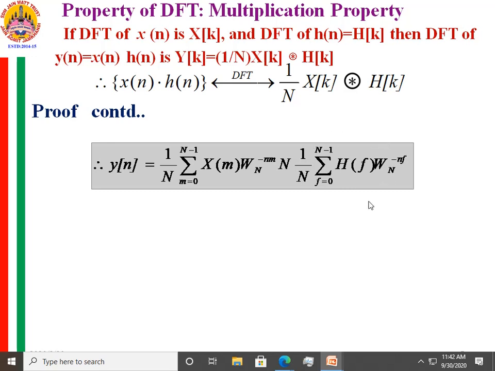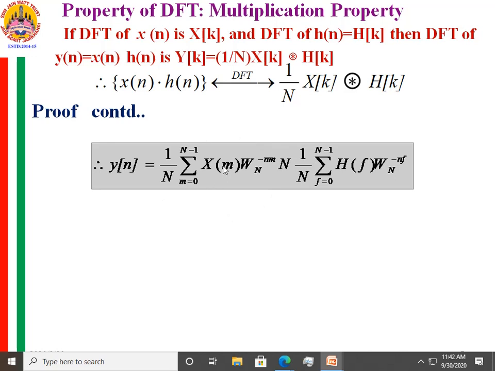Now to this summation, if I want to view it as an IDFT equation, I have to add a term of 1 by N. So what I will do is, I'll multiply and divide by capital N, so N into 1 by N. Now this is the IDFT of H(f), that is h(n), and this is the IDFT of X(m), which is x(n).